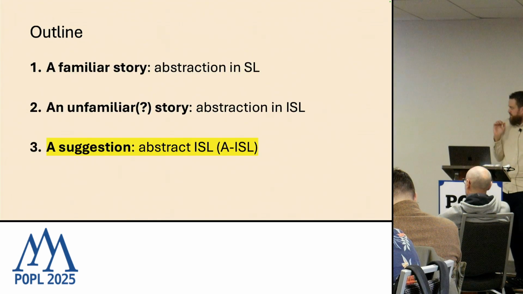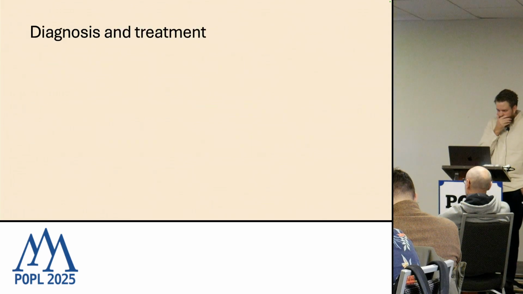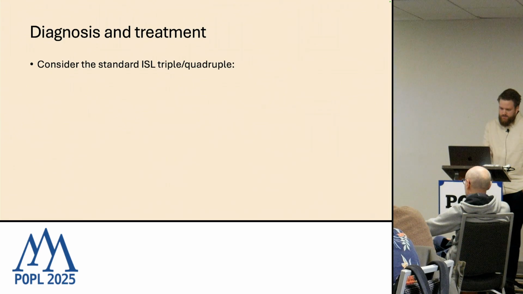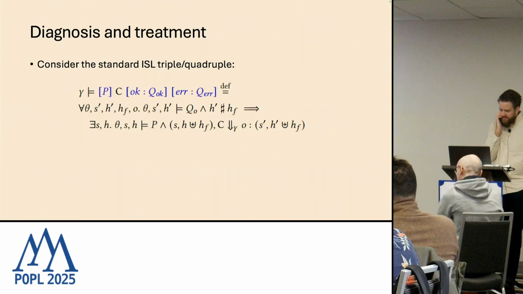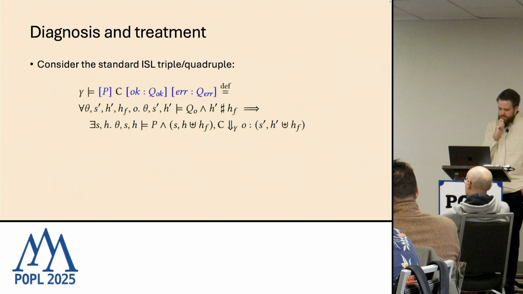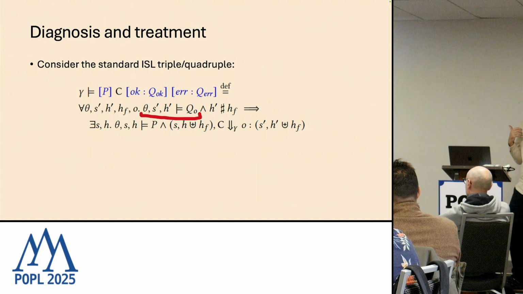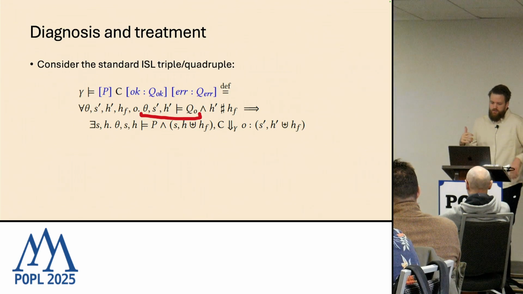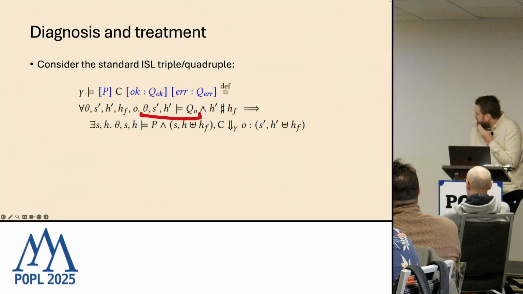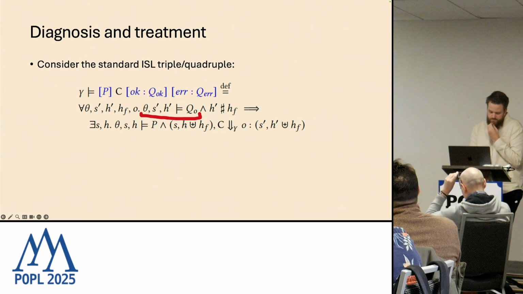So what can we do about this? You first need to figure out what went wrong. If you look at the standard definition of the ISL triple, it looks something like this. And the problematic part is really this quantification here. We have a very strong reachability property here. We are saying that for all logical environments theta, and stores and heaps of the post, they are reachable. So we can execute to all the models from a model of the pre.